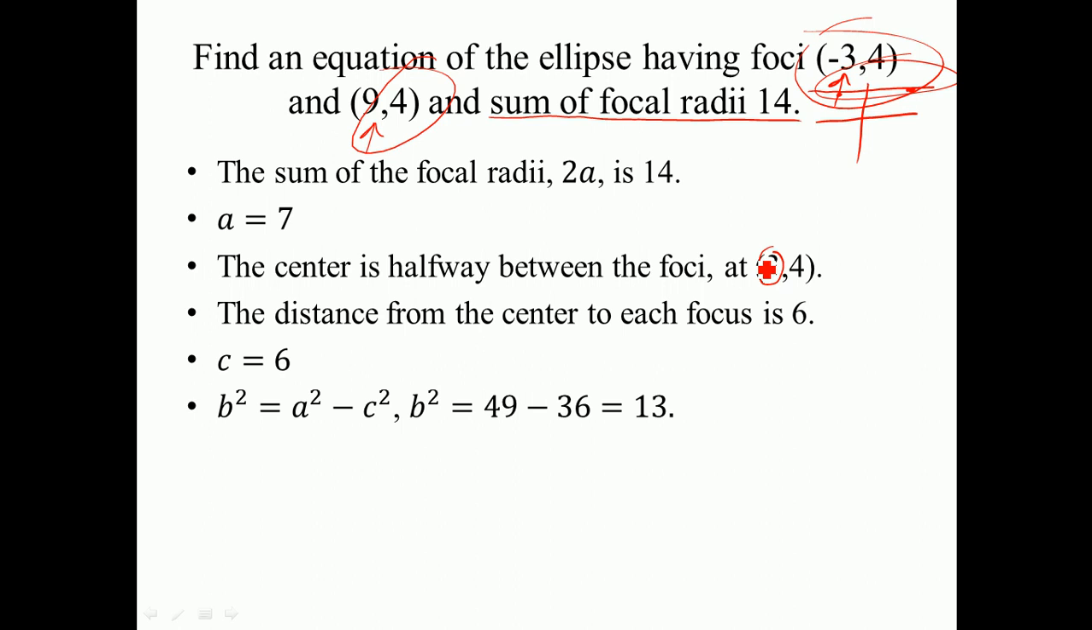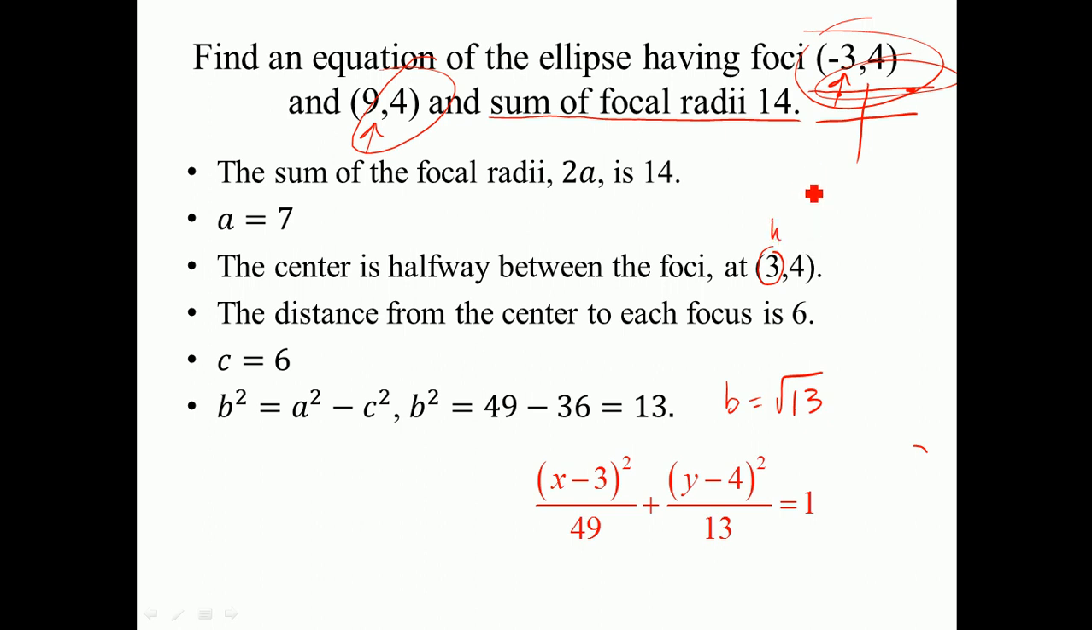So that means b equals the square root of 13. So we got that part. Now, from here, we can actually come up with the equation. Why? Because from the center, we know what h is. We know what k is. We know what a squared is.